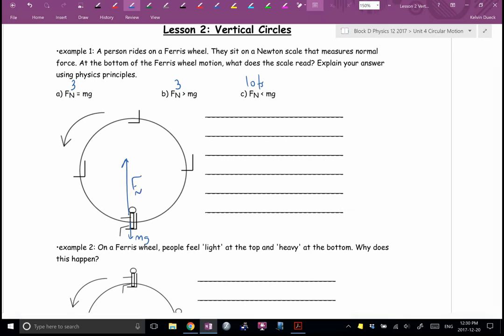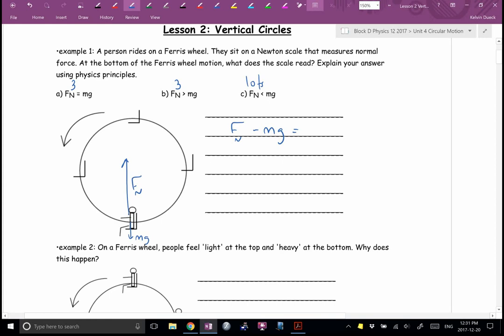Because if you're moving in a circle, which way are you accelerating? Toward the center. Which way is your net force? Toward the center. Which way is your winning force? Toward the center. In fact, if we wanted to write an equation, who's winning? Normal force. Who's losing? Minus Mg. What does winner minus loser always equal?